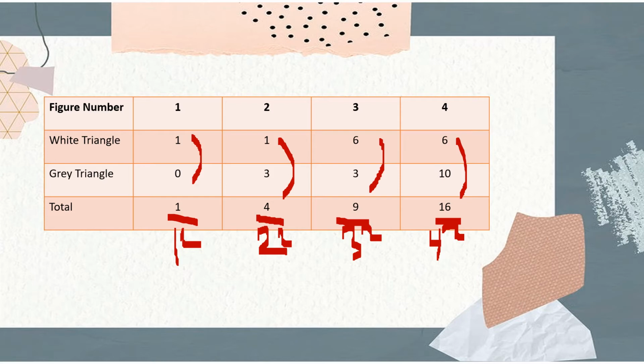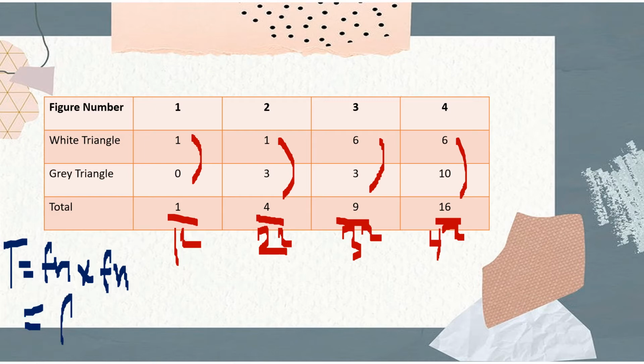So from this information, we can create a formula for the total number. The total is equal to figure number times figure number, or it's just the same as figure number to the power of 2. We have the formula for the total number right now. So what is the formula for the difference? It's easy. The difference is actually the same as the figure number.